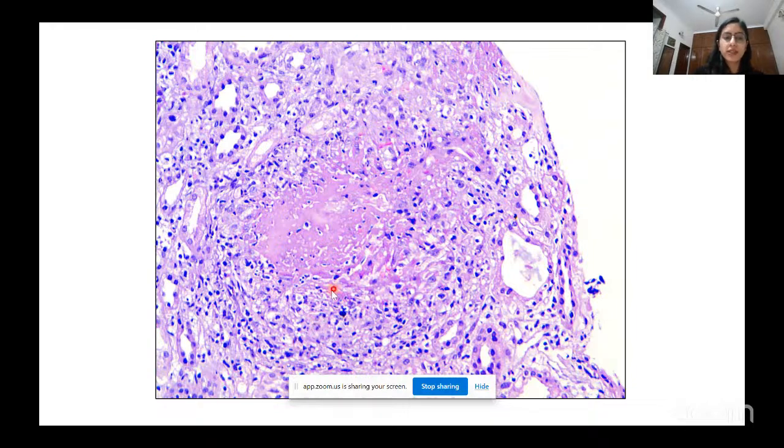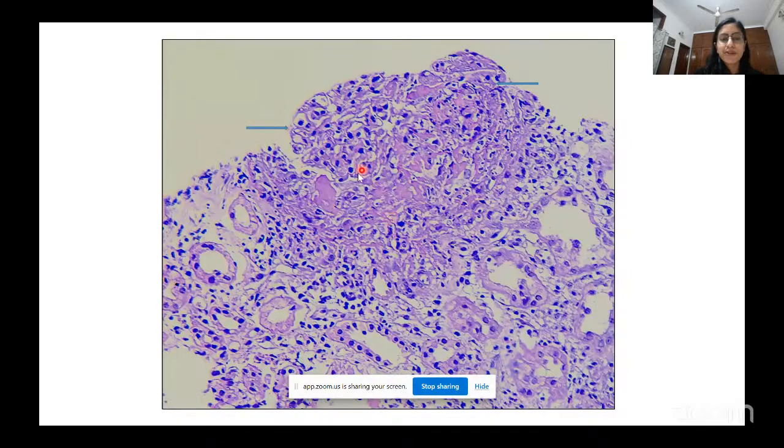And if we look at this glomerulus, we can see this large destructive cellular crescent that is present. Here, the underlying tuft is not visible, and the Bowman's capsule also cannot be made out. The entire Bowman's capsule has been destroyed, and this crescent has replaced it, giving it a starburst appearance.